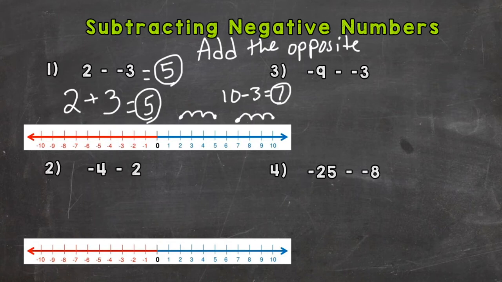So when you add the opposite, make sure you don't just change this to addition. That completely changes the problem. In order to switch it to addition, you have to have the opposite of that second number in the problem.